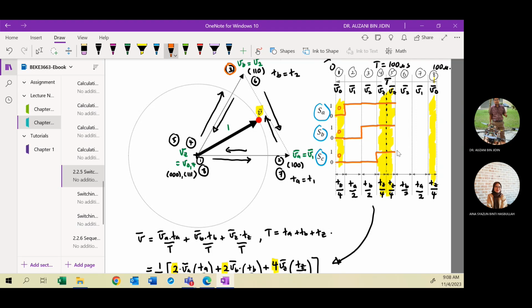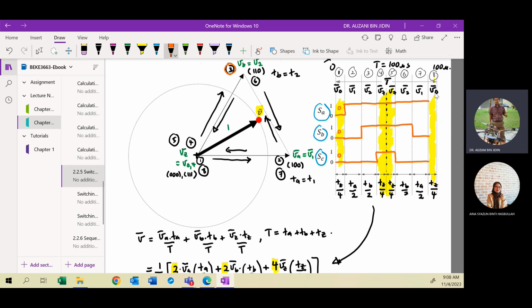Right. Then interval number 6. This one is V2. It is 1, 1, 0. Here will be 1. Here 1, right? 0. Then for V1, maintain. Here suddenly change to 0. Here maintain 0. Then at interval number 8, this one is V0.